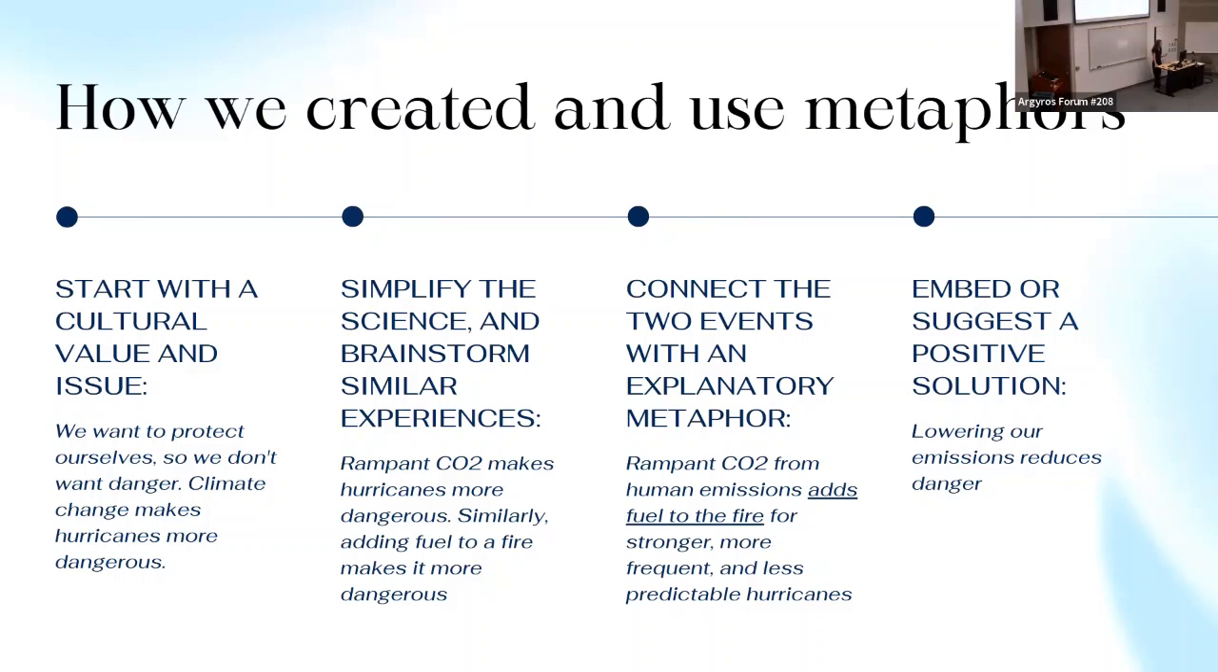So, for example, rampant CO2 makes hurricanes more dangerous, and similarly, everyone's experience adding fuel to a fire makes it more dangerous. Then from there, it was explicitly connecting these two events with an explanatory metaphor, such as rampant CO2 from human emissions adds fuel to the fire for stronger, more frequent, and less predictable hurricanes. And in line with hope-based messaging and message framing, we're always sure to embed or suggest a positive solution. So in that, lowering our emissions reduces danger.